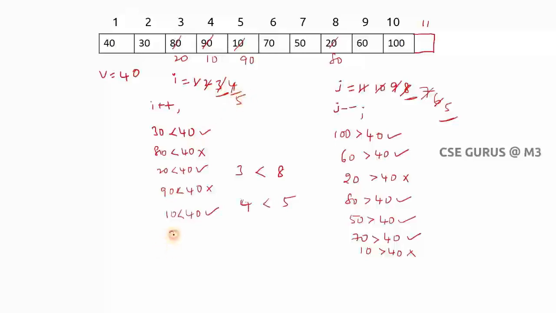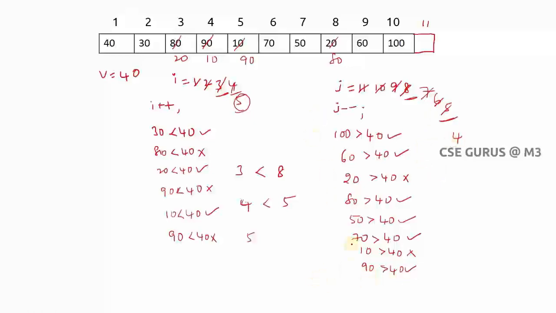What is there in a of 5? 90. Now 90 is less than 40, no, stop. Now the I value will be 5. Now check for j. What is the j value? 5. What is there in a of j? 90. 90 is greater than 40, yes, true. Now j should be decremented to 4.